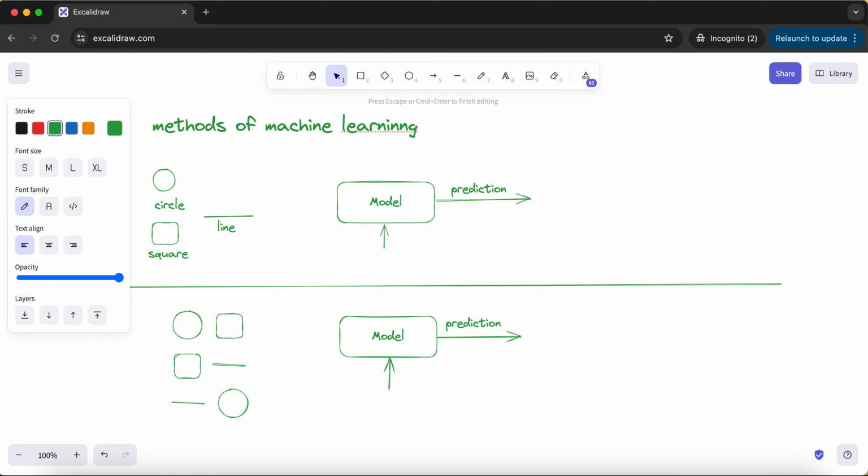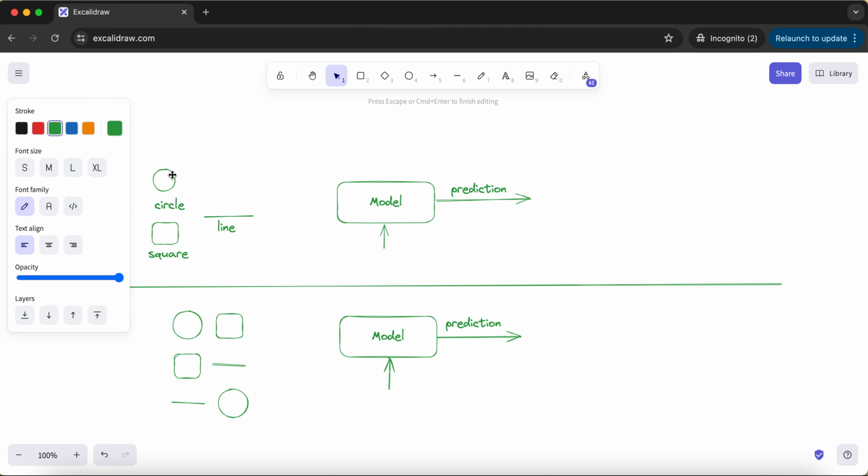So mainly there are two broad methods of machine learning. One is supervised machine learning, and the second one is unsupervised machine learning. So I will first understand the supervised machine learning method.